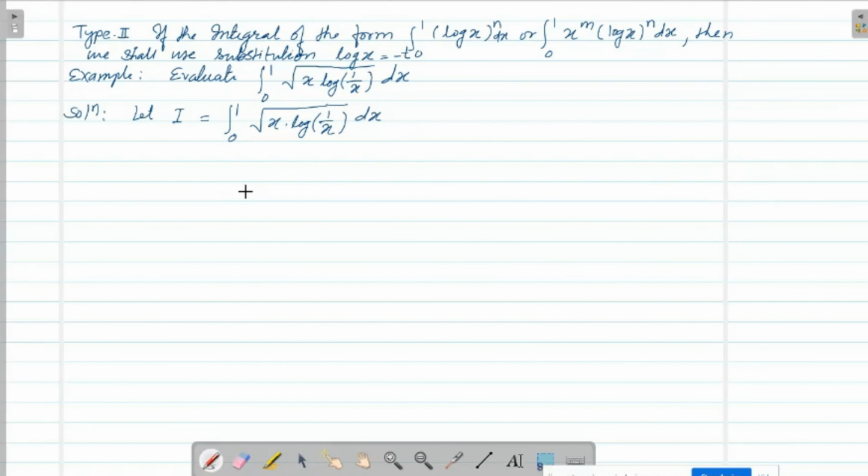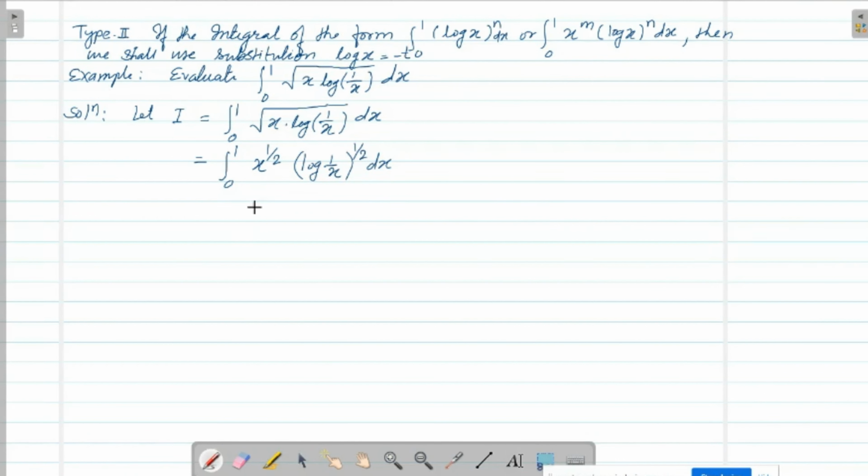So what do I have to do? Just simplify this first before putting the limits 0 to 1. This can be written as x raised to 1 by 2 into (log 1 by x) the whole raised to 1 by 2 dx. Is this an integral of type 2? Yes, because here m equal to 1 by 2 and n is also equal to 1 by 2.